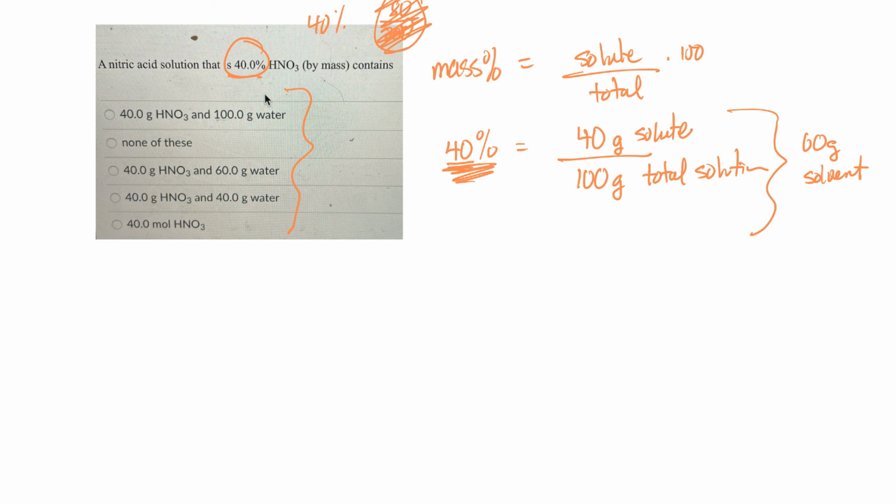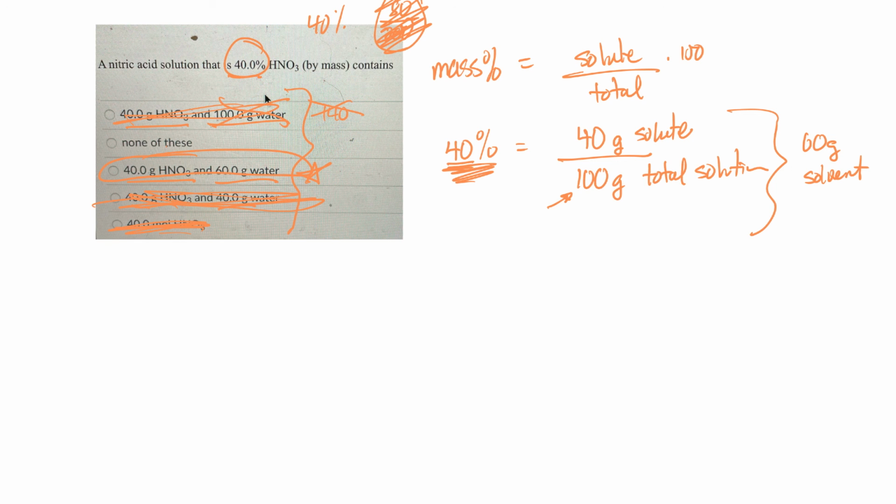So let's see which one of those are it. 40 grams of that and that. That's tempting, eh? But this bottom number is your total solution, so it's not just water. That'd give you 140 altogether. That's not it. None of these, don't know about that yet. 40 grams of nitric acid, yeah, that's the one I'm going with. 40 and 40, no. 40 moles, no, we don't know how many moles. Has to be that one right there.